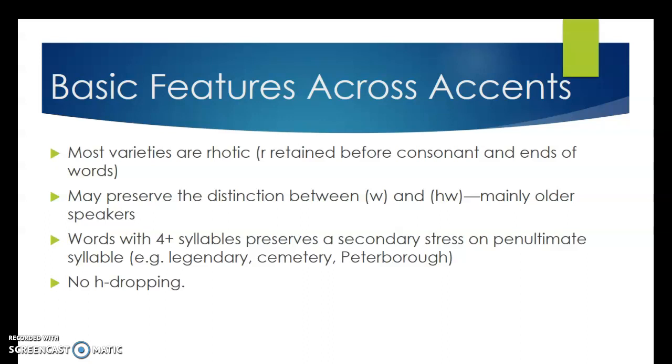Compared to English accents, American accents preserve a stress on the penultimate syllable of words 4 or more syllables in length. So the British would say "secretry," but Americans pronounce every syllable to say "secretary." And finally, there aren't any American accents wherein H dropping is standard.